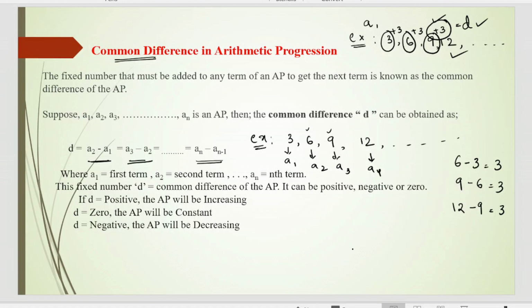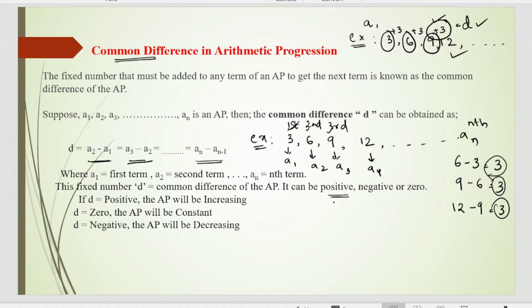Clear till now? This A1 is your first term, A2 is your second term, A3 is your third term, and so on, if you have An, An is your nth term. So in this example, the common difference is 3, so it is the positive common difference. The common difference can be positive, negative or 0.